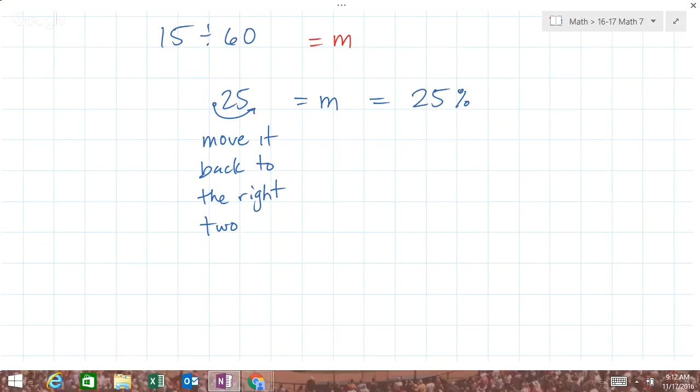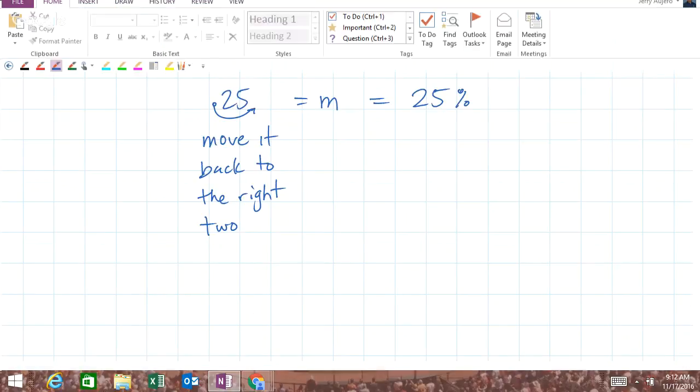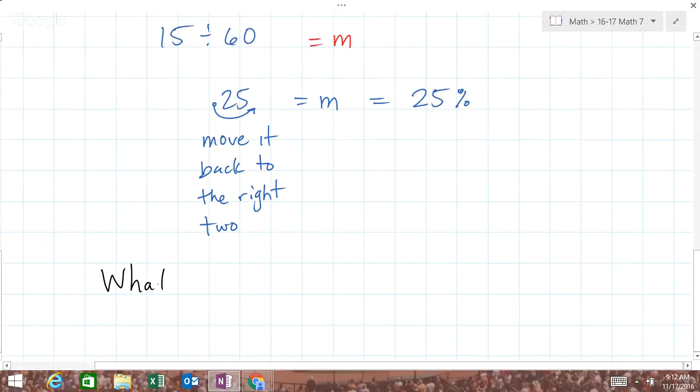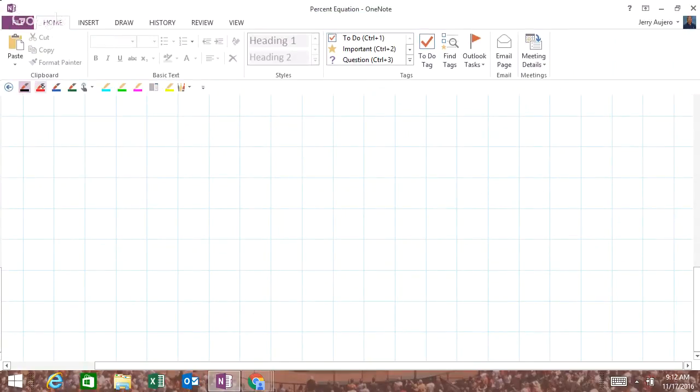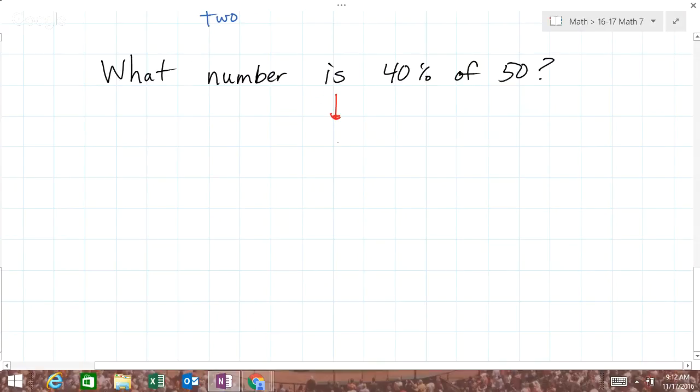All right, we ready? Okay, so here's your next example. What number is 40% of 50? So here we go. We're going to translate it. Remember, when you look for the is, what is the is always going to be? The equal sign. What does of mean? Of means multiply. And then we're going to bring down everything else.